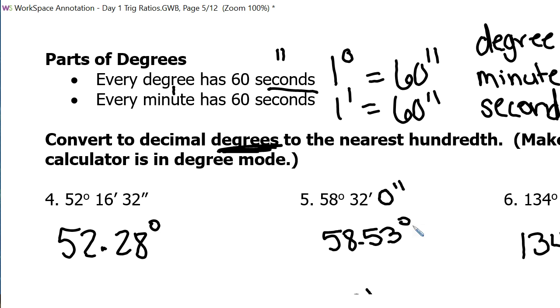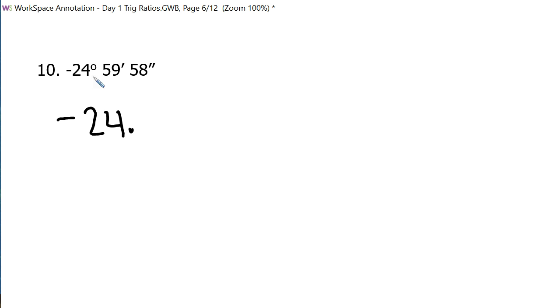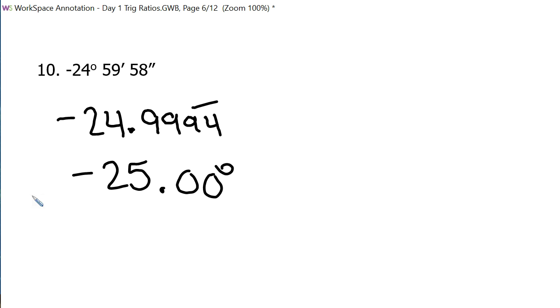And do you got number 10? Yes. Number 10 is negative 24 point what? Negative 25. Well, what did you get before you rounded? Negative 24.999, then a bunch of fours. 0.999 and then the 4 repeats? Yes. So, rounding to the nearest hundredth, it's not going to be negative 24.99, it would round up to what? Negative 25.00.